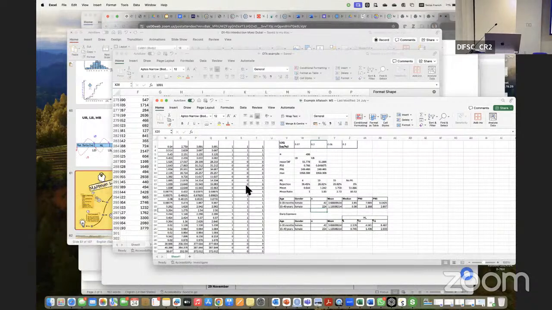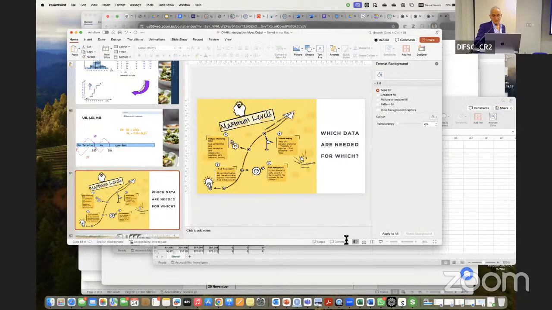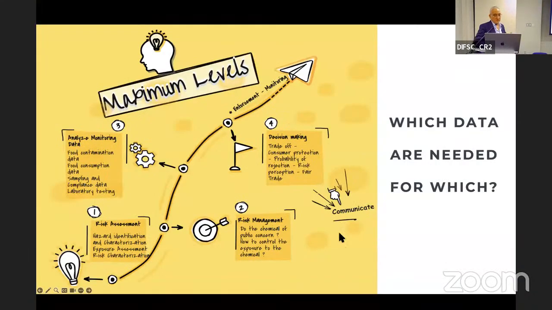First, you can have a decision tree in different steps. Remember what I showed you here. You do the risk assessment, and as we did here, we said risk manager. The question of the risk manager: is the chemical of public concern? Yes, no. What will be your answer with OTA, with bread? Yes, yes. Okay. How to control the exposure to the chemical? So we have two choices.